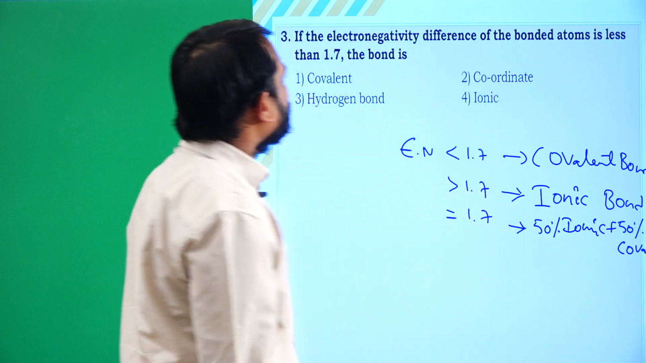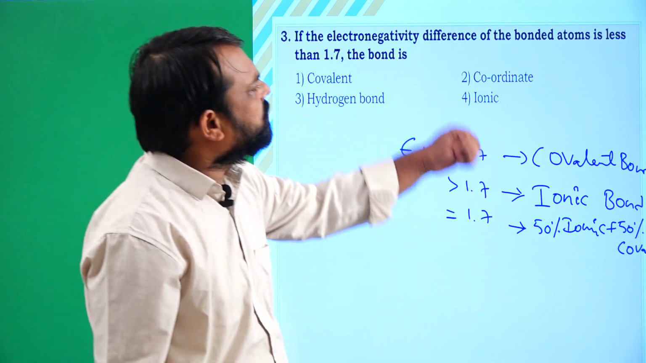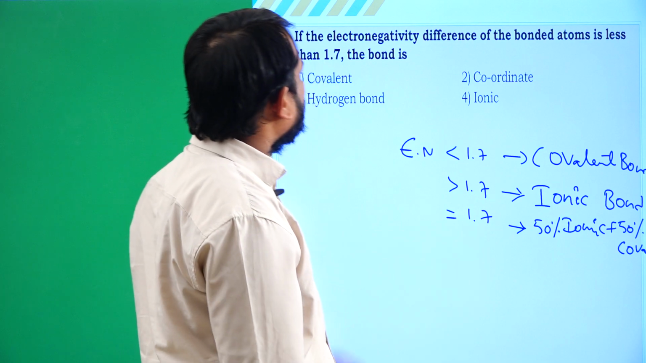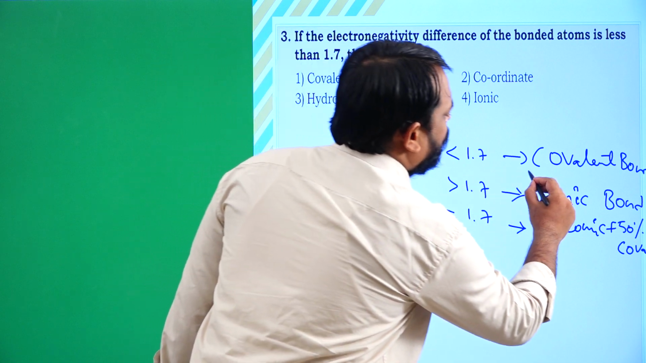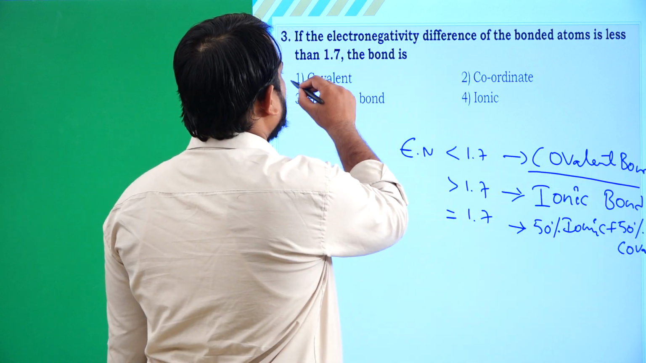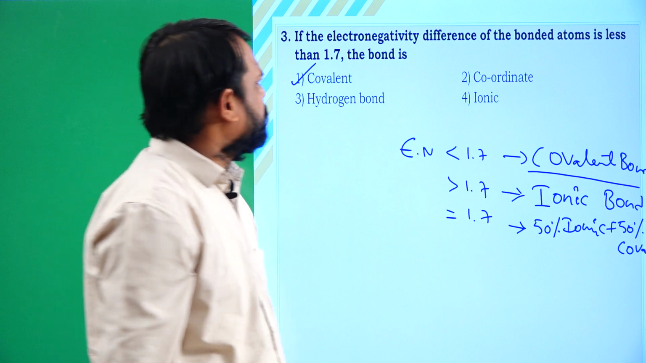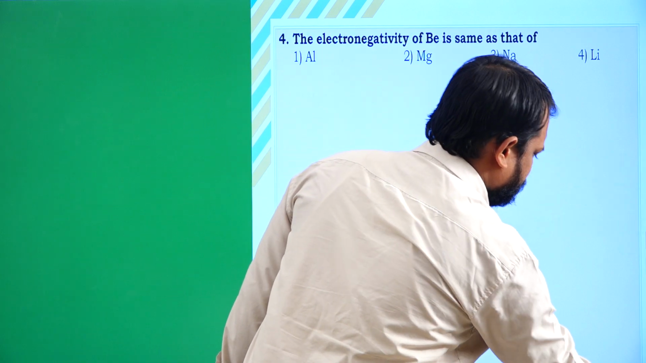So what is our question? If the electronegativity difference of the bonded atoms is less than 1.7, then the type of bond is covalent bond. So it is the first option. We will move to the next question.